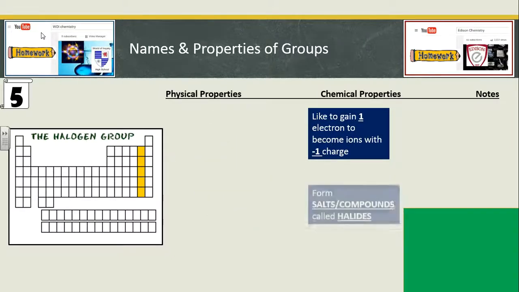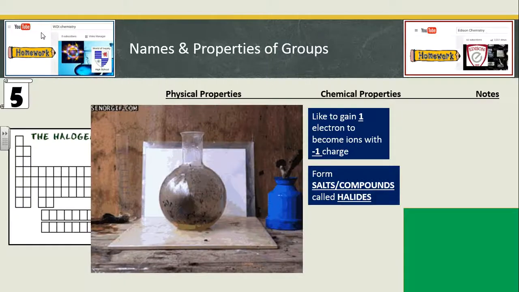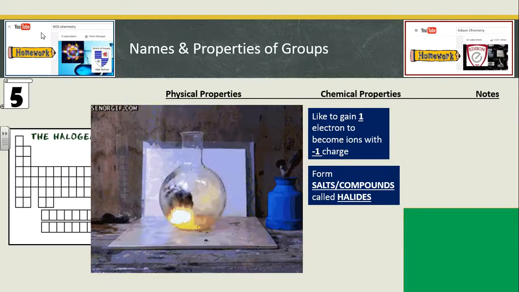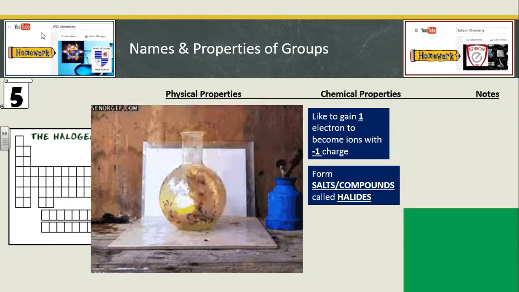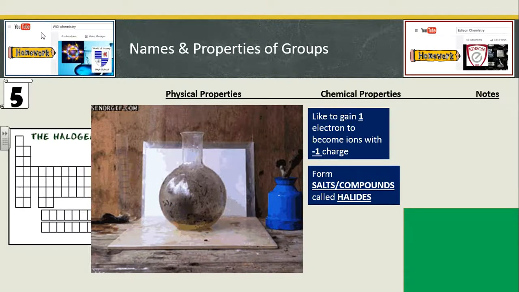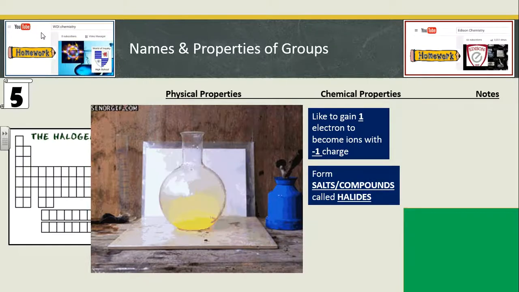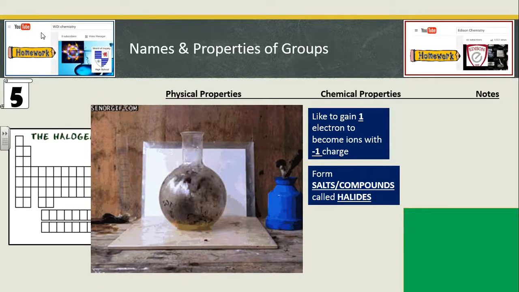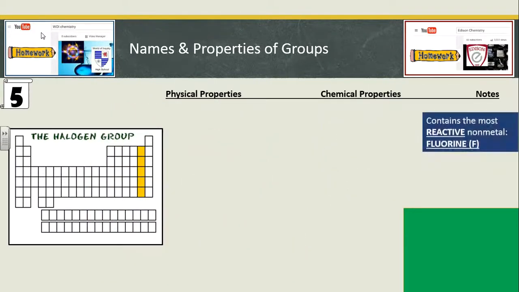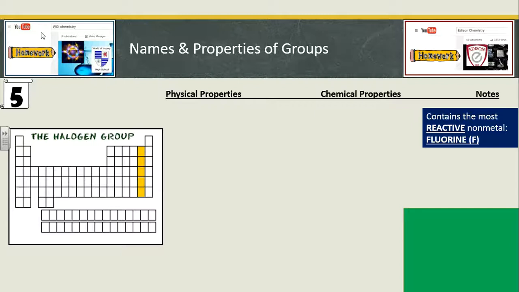That isn't actually pure iodine. That is tincture of iodine. It is dissolved. Okay. These guys are reactive too, though. They like to gain 1 electron and become a -1 charge. They form salts and compounds called halides, and they are also very reactive. Fluorine is in here. That's going to be on your notes. Fluorine is the most reactive of the nonmetals because they only want 1. So it contains the most reactive nonmetal, which is fluorine.